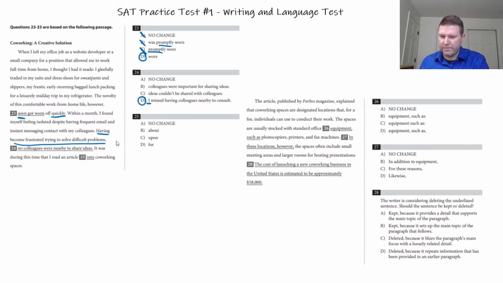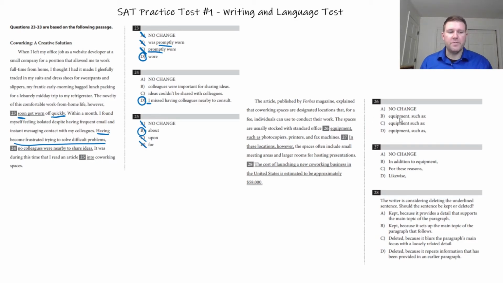And then for 25, it was during this time that I read an article into, or read an article about, or upon, or for. It's definitely not read an article into. Read an article about works. Read an article upon co-working? No. Read an article for co-working? No. So it is B. And then heading over here.